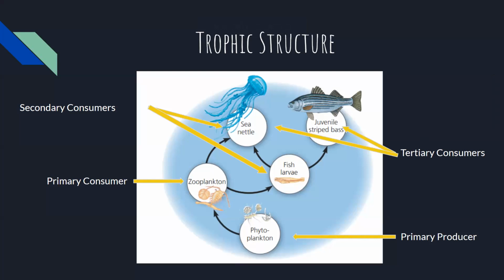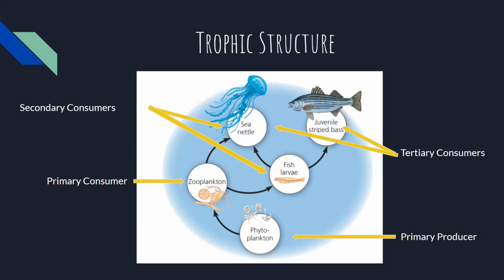The next thing, which is eating the phytoplankton, you just follow the arrows to figure out where the energy is traveling. So you have the zooplankton, which is the primary consumer because it's eating the phytoplankton. Next, you have the secondary consumers, which are both the sea nettle and the fish larvae, because both of them are eating the zooplankton, so they become secondary consumers. And then the tertiary consumers are the sea nettle and the juvenile striped bass.